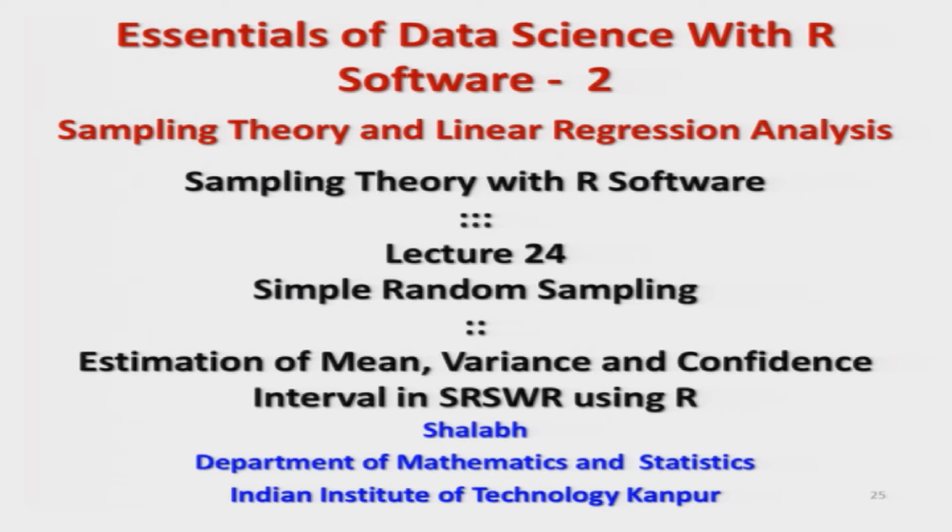You may recall that in the earlier lecture we computed the mean, the standard error of a sample mean as well as its variance, and the confidence interval estimation in the R software. Now, I will try to do the similar thing here, but in the case of simple random sampling with replacement. Most of the basic fundamental concept behind the computation I have already explained.